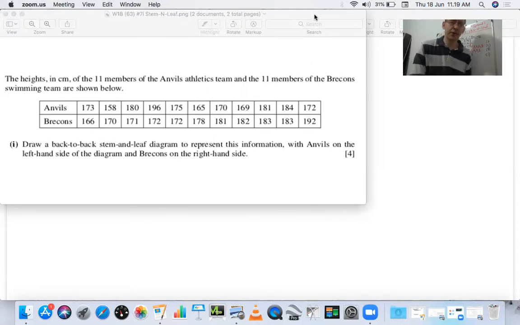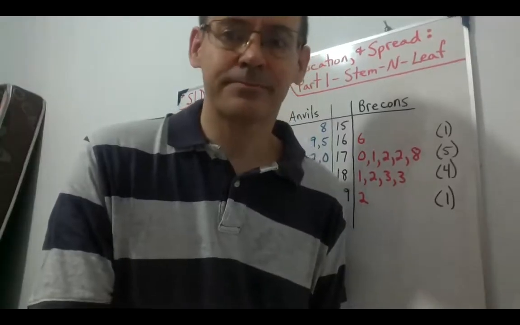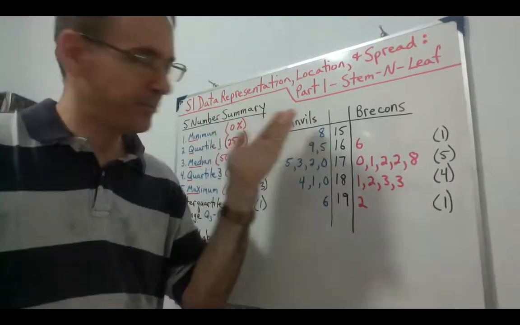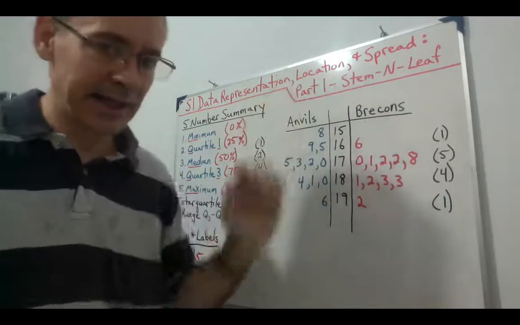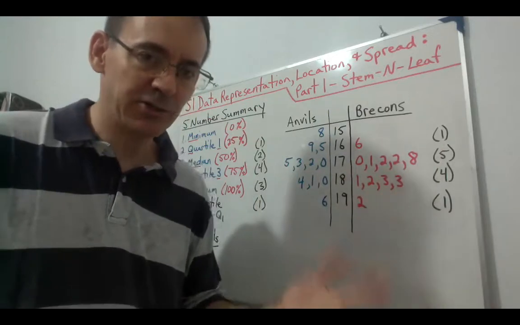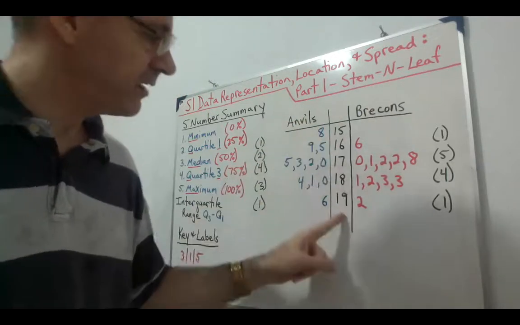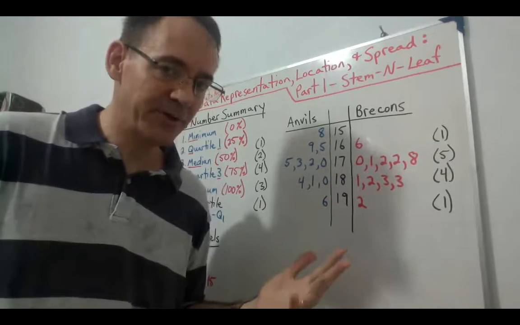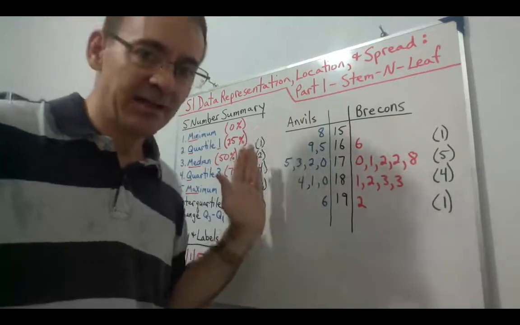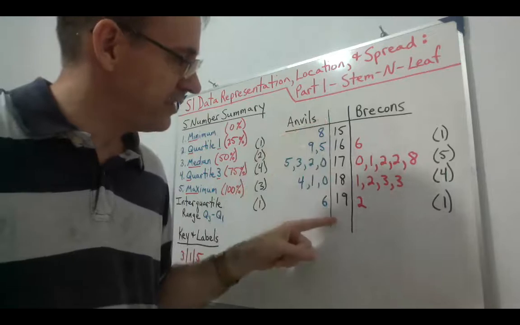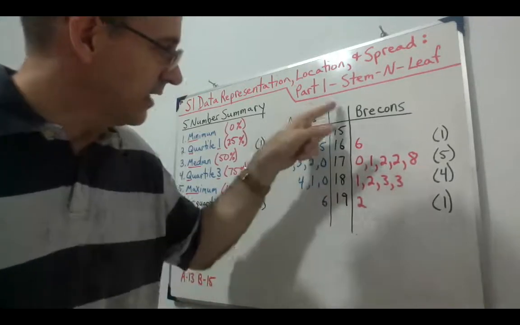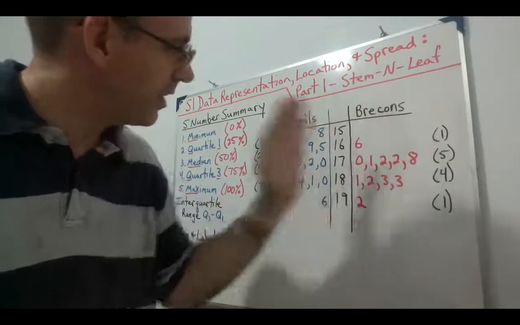So let's go back to the board here. And you can see that that is what I've done. I've put the Anvils on the left, the Brecons on the right. So here are our labels. Labels is worth 1 point. If you don't put labels, you lose a point. So make sure you do labels. Choosing the right stem: it was 3-digit numbers. So we put the first 2 digits in the stem, and we're putting the 3rd digit as the leaf. When we look at the first 2 digits, it went from 15 through 19. So 15, 16, 17, 18, and 19. This is our stem. These are the leaves.